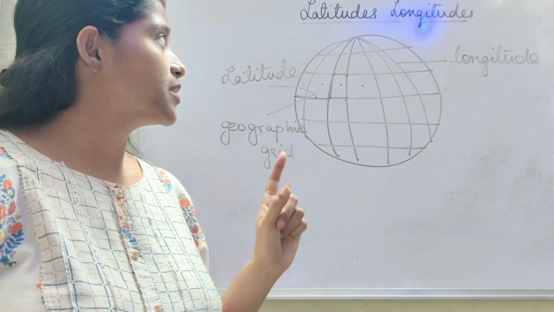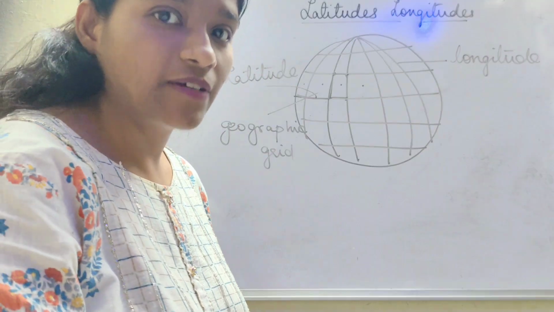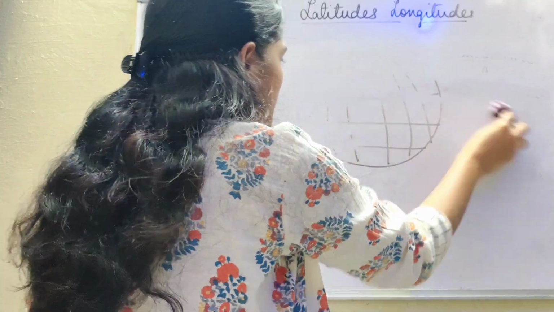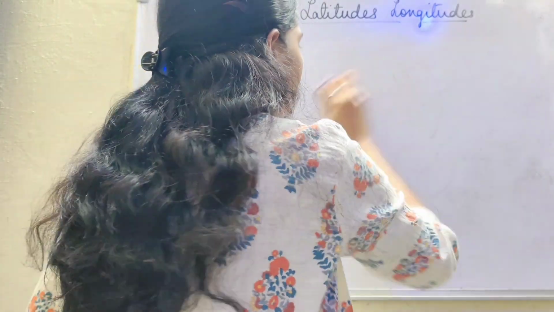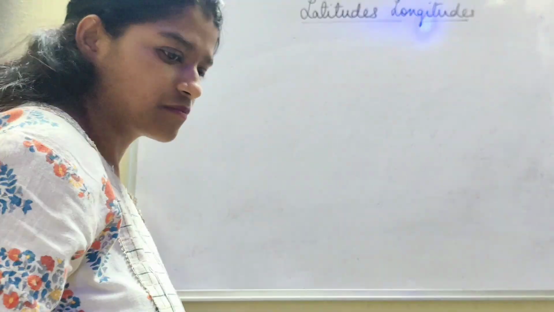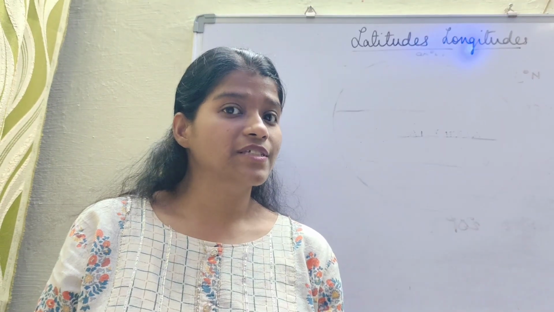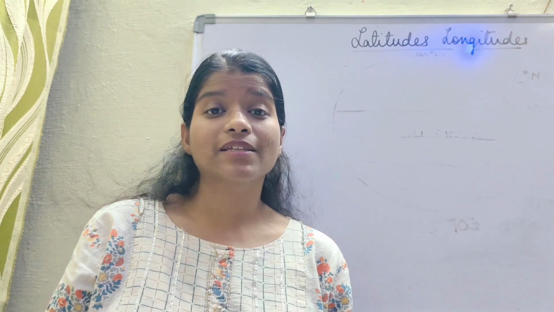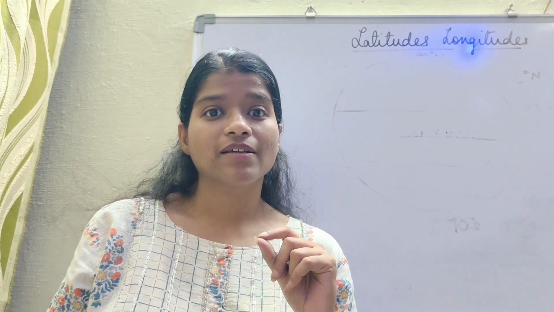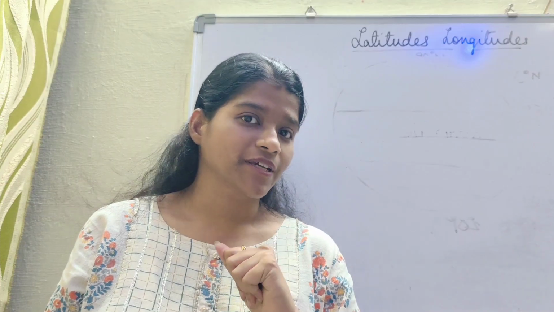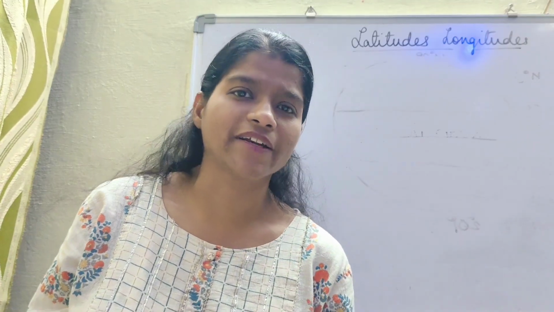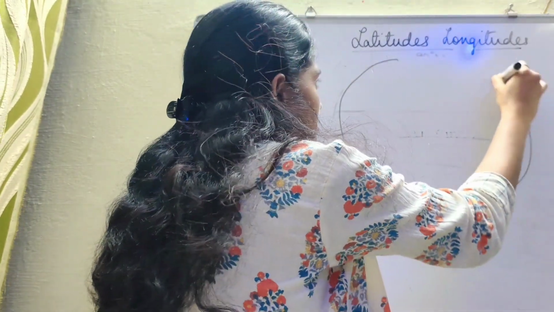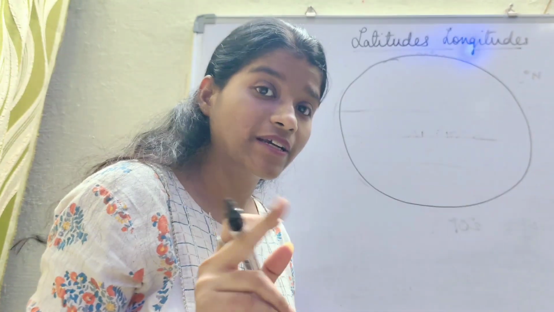Now we will proceed with latitudes. We will see what latitudes are and how many latitudes there are. We will start with latitudes first. We will see how many lines of latitudes there are, how the distance of a place is calculated from the equator, and what the importance of latitudes is. First I will tell you the important lines of latitude.